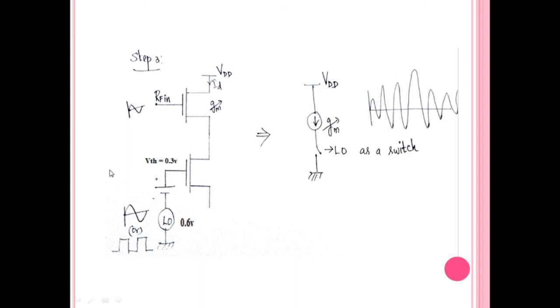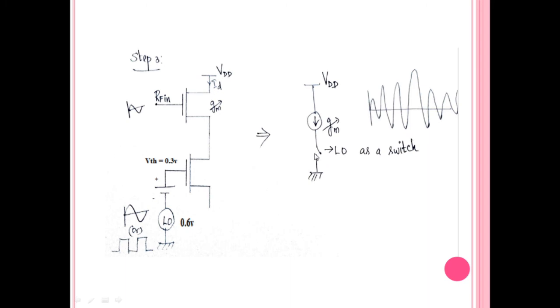So what will happen? This LO is going to apply two kinds of swing. One is the positive swing, another one is the negative swing. So during the positive swing, if the voltage crosses above the threshold voltage, the second MOS device is going to turn on. And what will happen if the voltage value is below the threshold voltage during the negative swing? The MOS device is going to turn off. The meaning is, you are connecting a transconductance value with a switch which is operated with the LO signal.